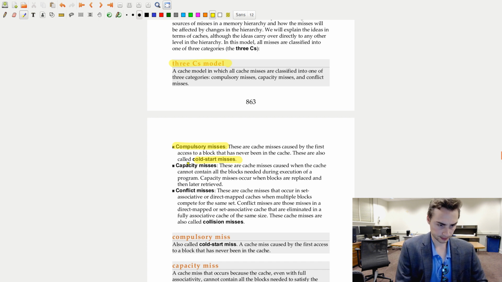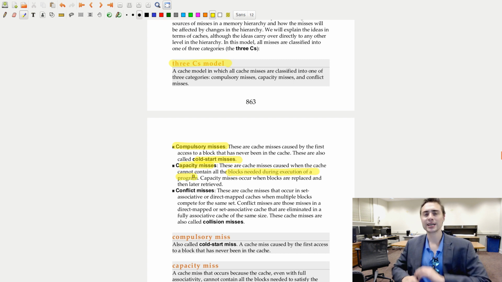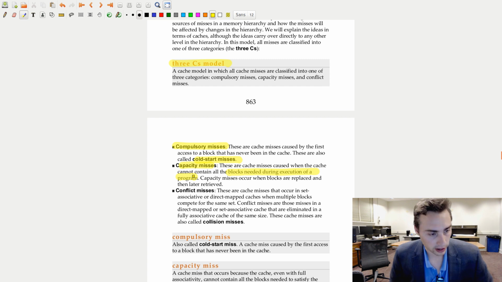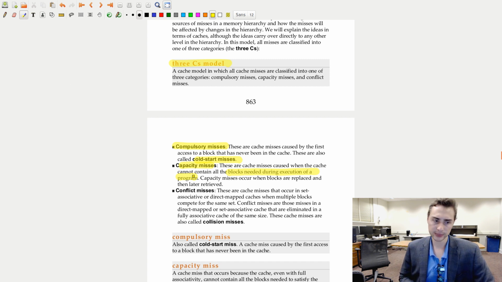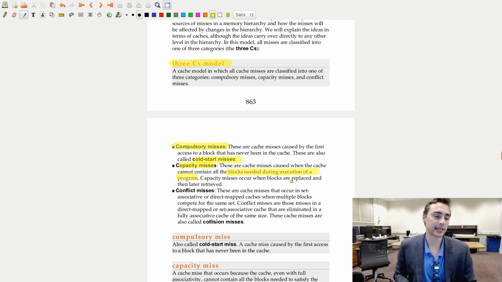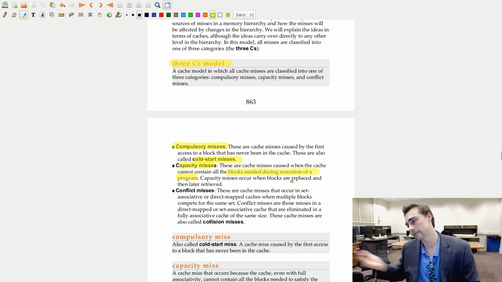The next thing is a capacity miss. These are cache misses caused when the cache can't contain all the blocks needed during execution of a program. If we have gigs and gigs of data that we're working on, there's no way we can store that in our L1 and L2 cache. We don't have the capacity to store it, so this is called a capacity miss. That means blocks have to be kicked out of our cache hierarchy, and then eventually, sometime later, we've got to bring them back in.